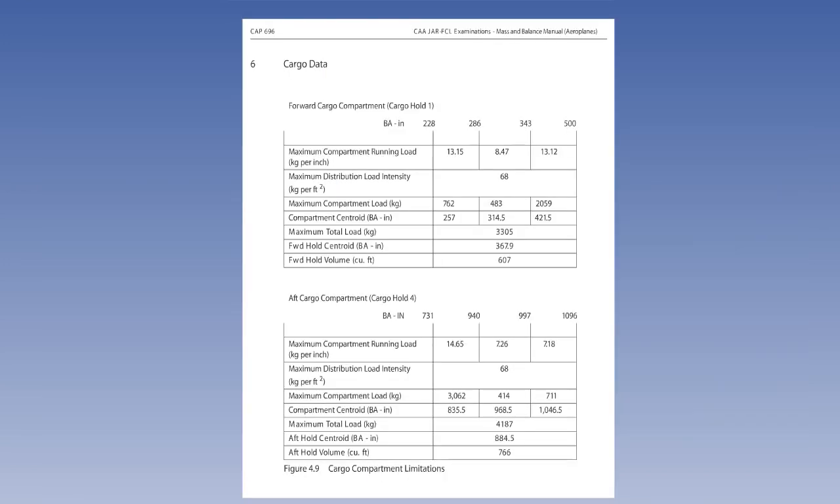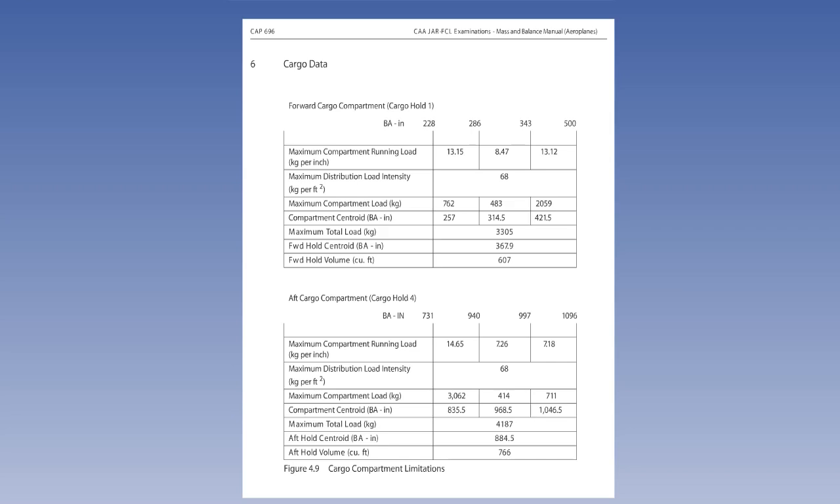The cargo hold loading limitations for this aeroplane are detailed in CAP 696 by two tables, one for the forward cargo compartment, hold 1, and the other for the aft, called hold 4. In a previous lesson, we learned that the limitations are to prevent structural damage to the cargo floors.